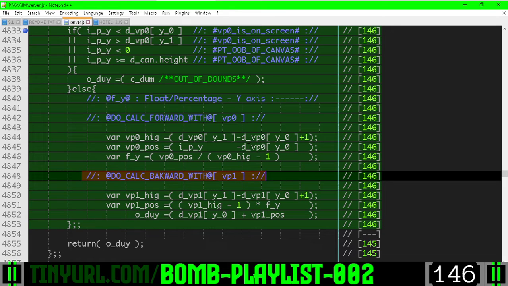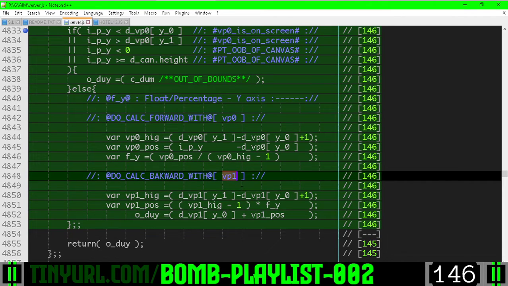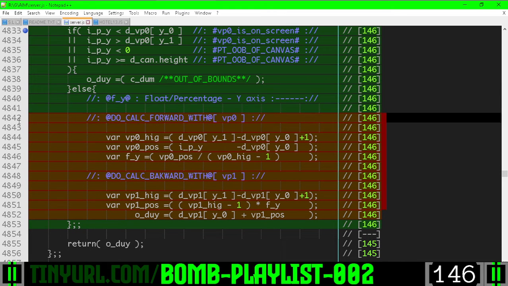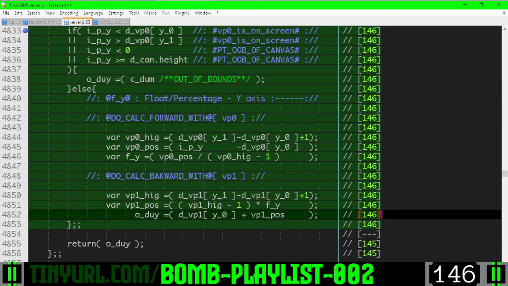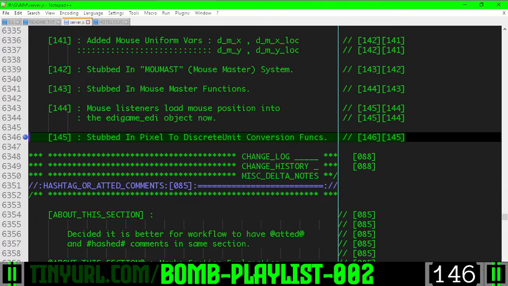And that's how we map a coordinate pixel x on VP0. We map it onto VP1 doing that. I'm not going to describe the math here because it's the same math, it's just the y-axis. We'll output the discrete unit y down here.